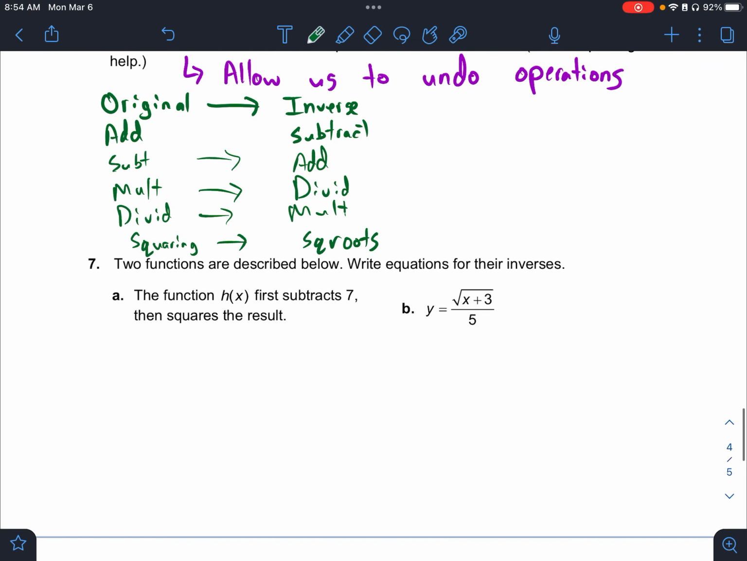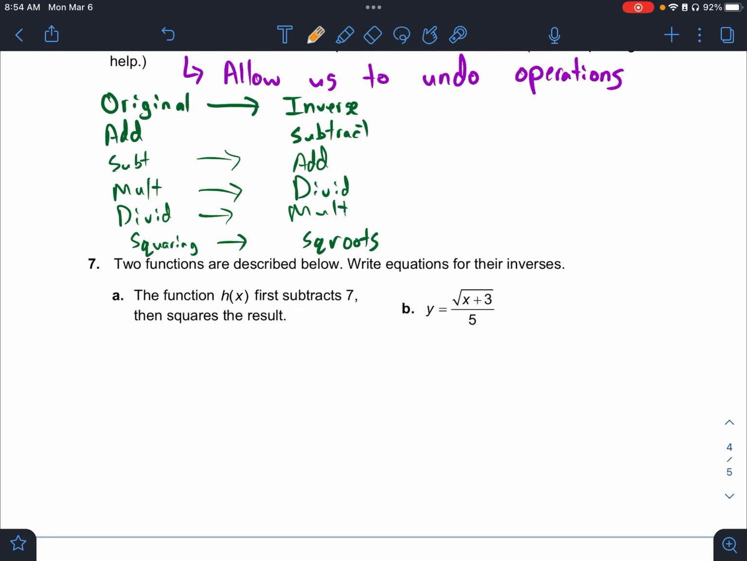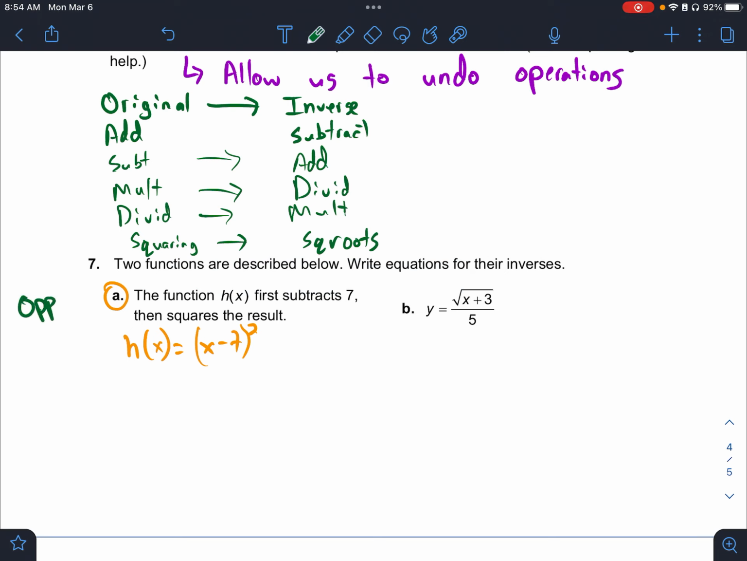Then when we write our inverses, you can do these a couple different ways. Especially these first ones. I saw a lot of mistakes with letter A here. Okay, if you want, write h of x. Okay, it says first we subtract 7. That's x minus 7. Then we square the result. That would be my original. Okay. Or we can think we need to do opposite backwards. So as I read this backwards, instead of taking the square, I'm going to take the square root.